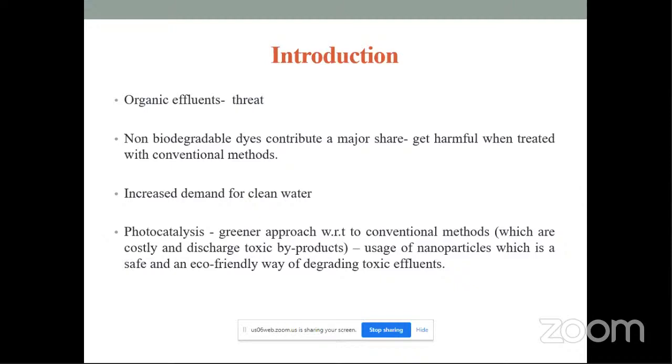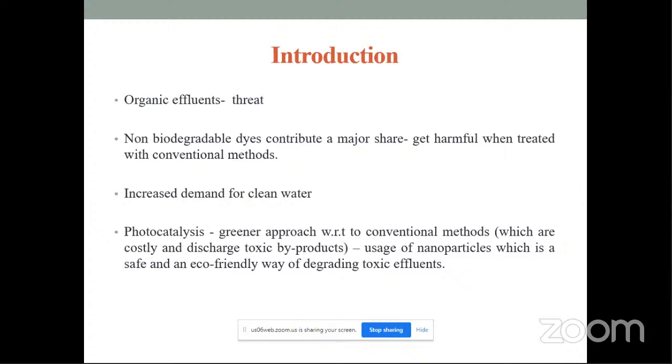When we choose a research area, we have to choose a societal problem. So here we have chosen a societal problem. What we have taken is that dyes are involved among the pollutants and organic effluents, and these are all non-biodegradable dyes, and these dyes contribute a major share of the effluents. As I said, they are non-biodegradable, these dyes affect the quality of life, and they are very harmful to human beings.